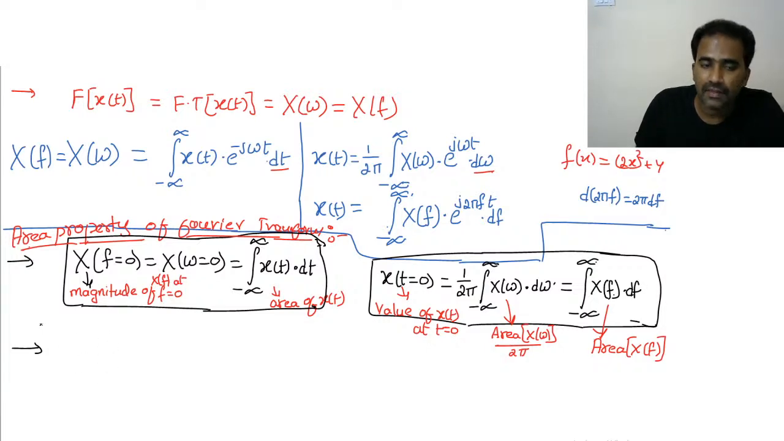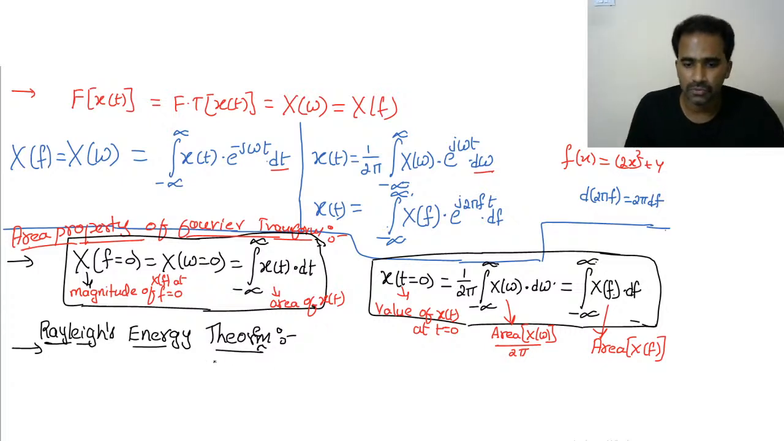It is Rayleigh's energy theorem, we call it. As the name says, it involves energy. I hope everybody knows how to find energy, right? We know how to find energy using the time domain signal. But using this theorem, we can find energy using the frequency domain signal or Fourier transform also.